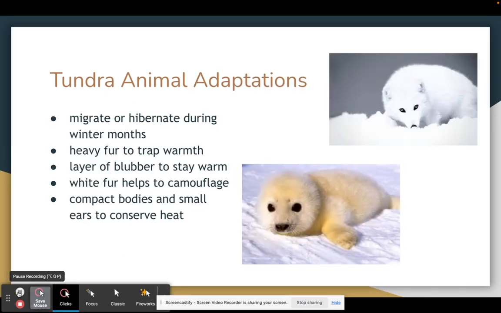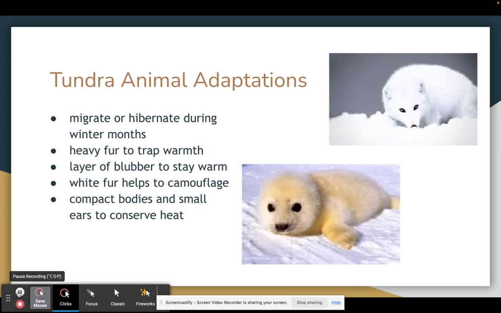Just like plants, the animals have their own adaptations as well. These are some adaptations that the animals in the tundra may have. They may either migrate, which means that they relocate for the colder seasons, or they will hibernate, so they will go to sleep and effectively slow their systems down. They will have lots of heavy fur to trap the warmth of their bodies, as well as a layer of blubber, which is a thick layer of fat to stay warm. Think about it like an insulator.